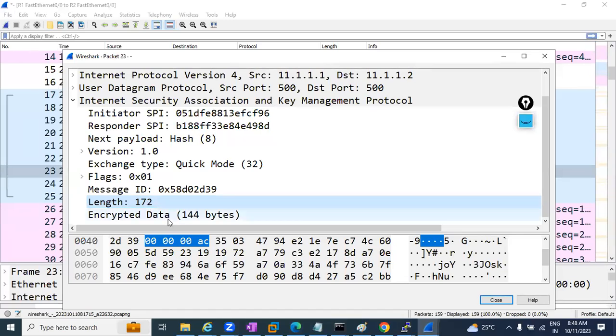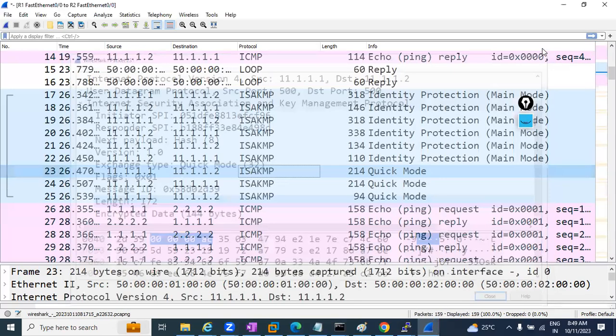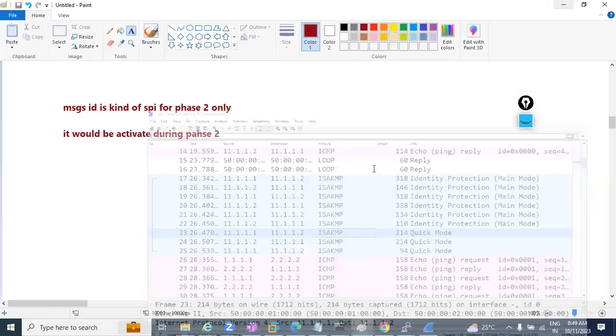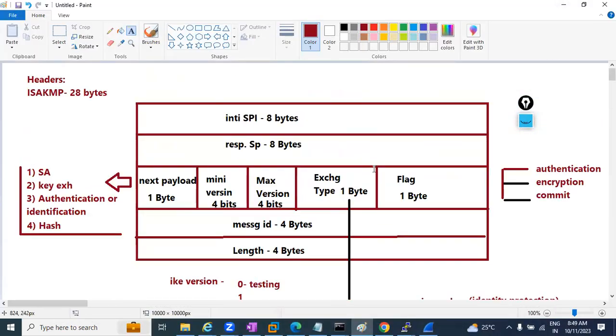Okay, and after that we have the rest. So up to length, this is my ICMP, and the total size is 28 bytes. Very, very important for interviews.